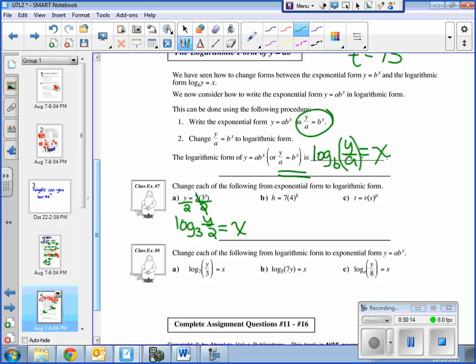What are we going to divide on this next one? 7. What's my base? 4 is your base. What is your argument? 8 over 7 is equal to? Good.